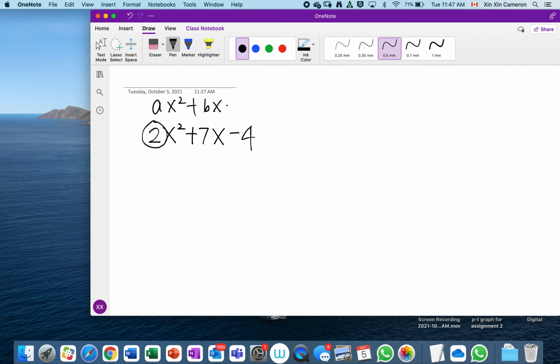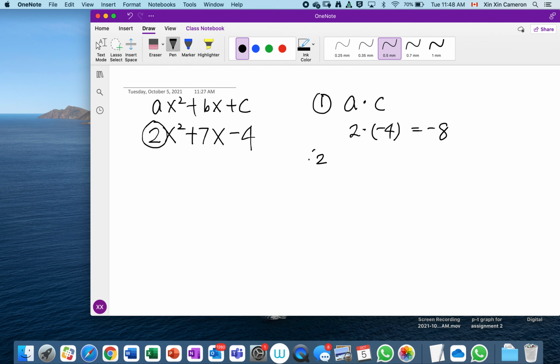So now the first step is to use the a to multiply by c. So in this case it will be 2 multiplied by -4. Now this equals -8. From here, we're going to go back to the same procedure as we did before. So we're going to break this -8 now, not breaking the -4 anymore, because 2 multiplied by -4 is already done.